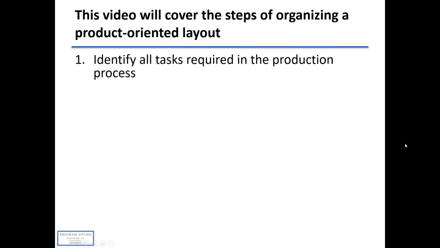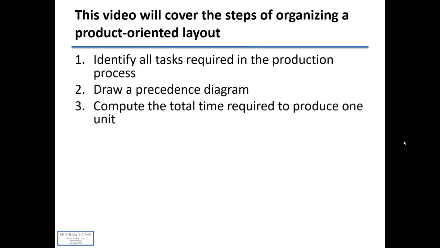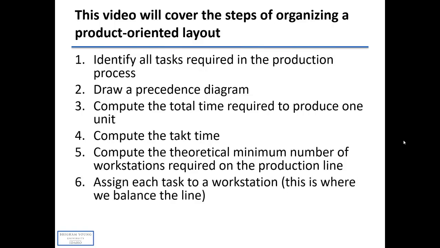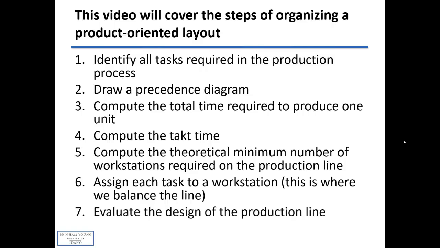To do so, first we must identify all the tasks required in the production process. Second, draw a precedence diagram. Third, compute the total time required to produce one unit. Fourth, compute the takt time. Number 5, compute the theoretical minimum number of workstations required on the production line. Number 6, assign each task to a workstation. This is where we balance the line. And then finally, evaluate the design of the production line.